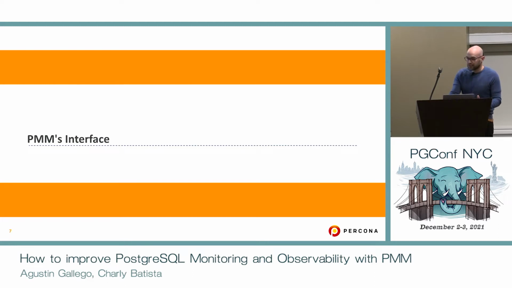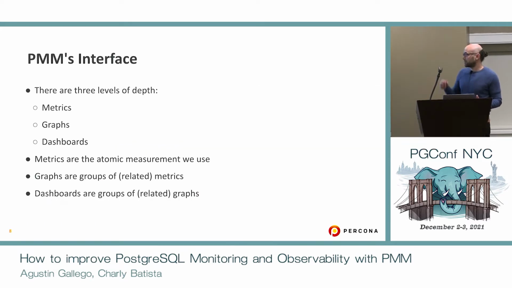So let's quickly go to the last introductory topic, and that's the interface, how we are going to show you the data and what data we have. It's important to understand that there are 3 levels of depth here. Metrics, being, of course, the atomic measurement and the points on which we are going to be more focused.